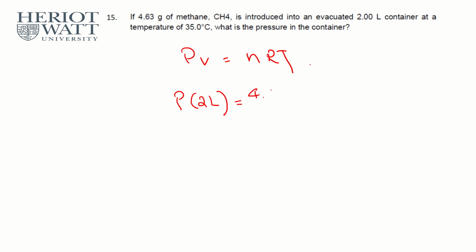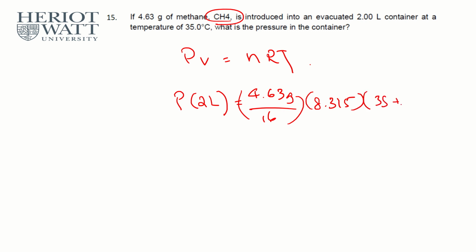How to get it? 4.63 grams over the molar mass of CH4, which is 12 plus 4, 16. Okay, this is the mole. And then R is 8.315, gas constant. And then temperature is 35 plus 273. They need to be in Kelvin. All right, so from here, solve the equations.